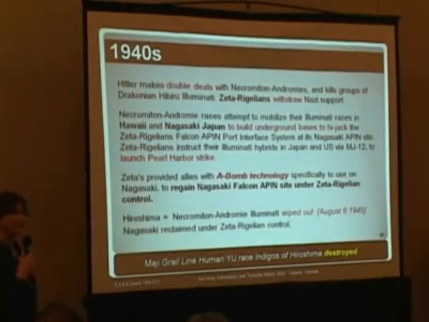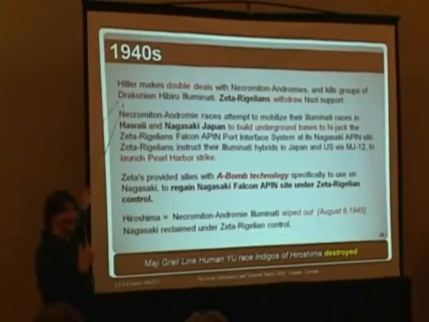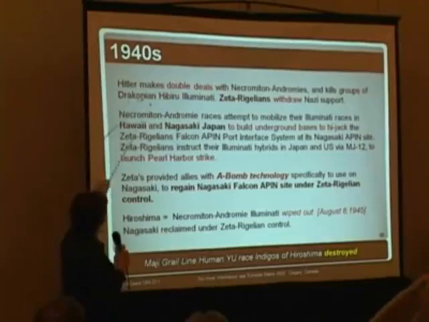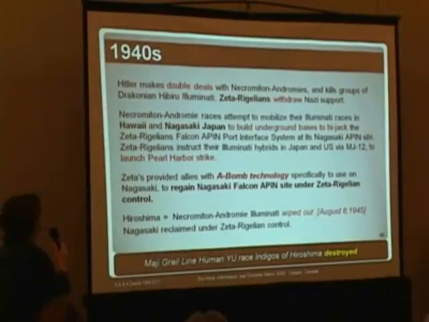So what happens is Hitler makes double deals. Does that answer your question? So Hitler makes double deals with the Necromaton Andrami and kills the group of Draconian Hibiru Illuminati that he said that he would protect. So the Zeta Regalians withdraw their Nazi support.